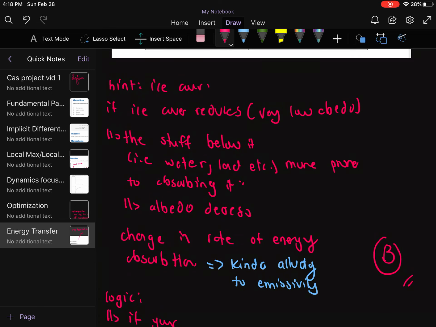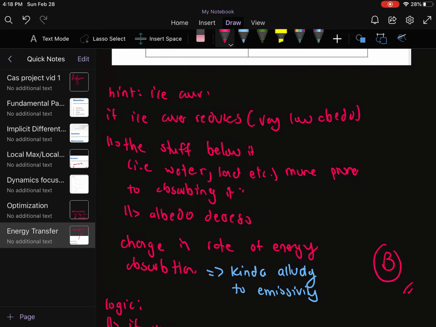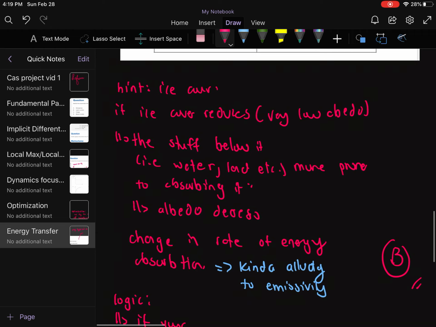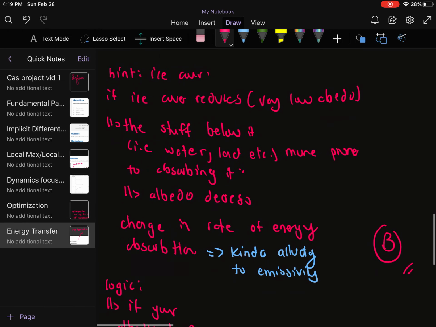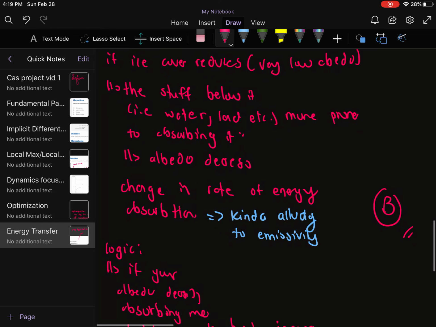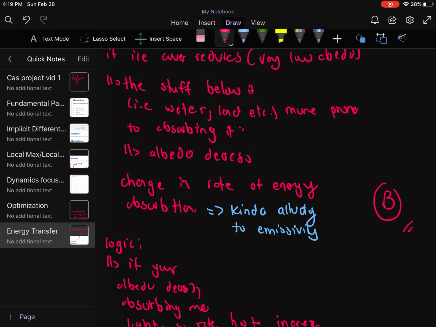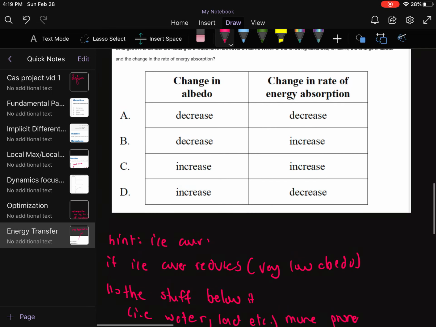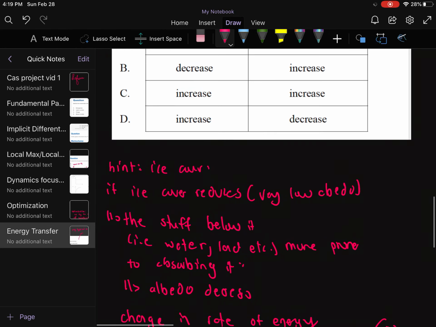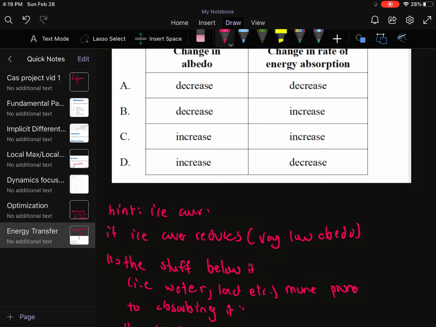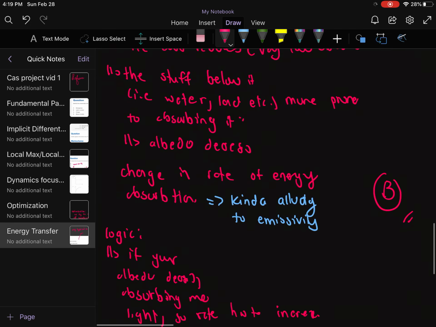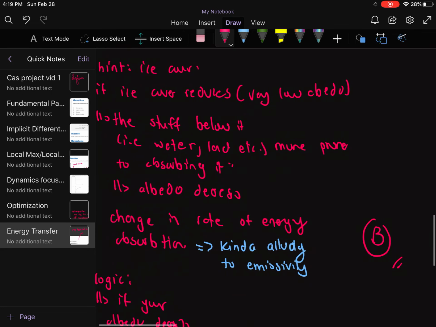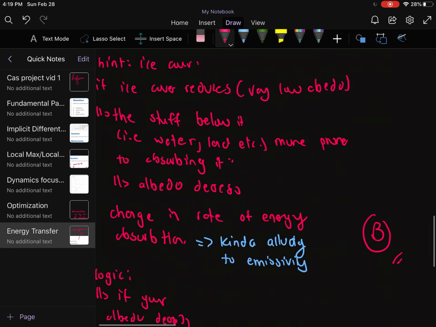before I go to that, let's look at the second part, which mentions the change in rate of energy absorption. It's kind of alluding to emissivity, which I don't think is a direct property, but it's definitely very similar. I'm just kind of connecting different parts of the syllabus. And so the logic behind this is that if your albedo is decreasing, that means more light is being absorbed, and therefore the rate of energy absorption is certainly going to increase, right? Like if you're absorbing more heat, the rate of absorption will definitely increase.